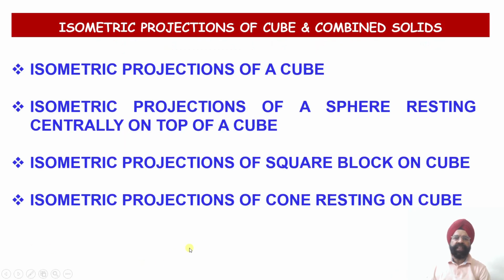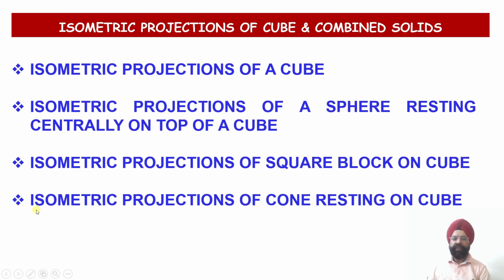Today we are going to discuss the isometric projections of a cube and a few more combined solids which will have a common element, a cube. First, we will start with the construction of the isometric projection of a cube. Thereafter, we will pick up the combined solids, and the first of these will be the isometric projection of a sphere resting centrally on top of a cube. Then the third one, the isometric projections of a square block resting centrally on top of a cube.